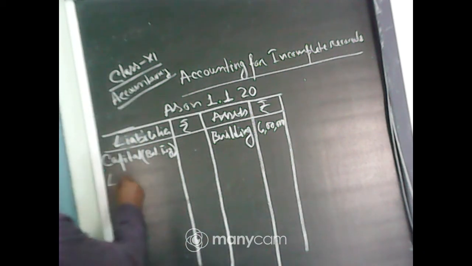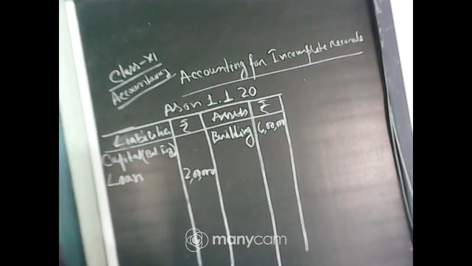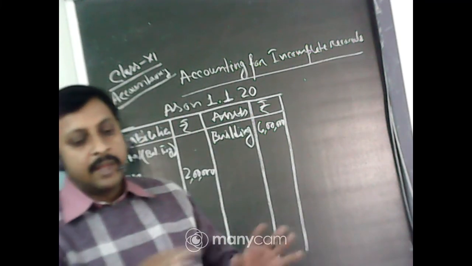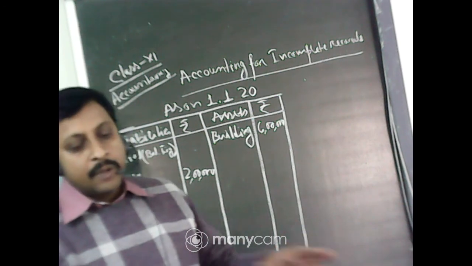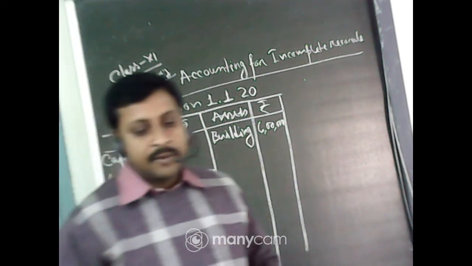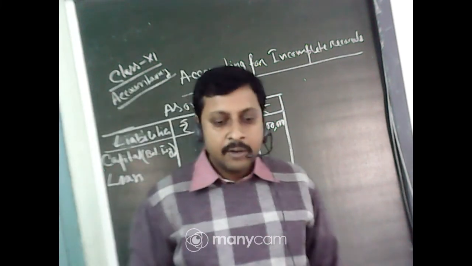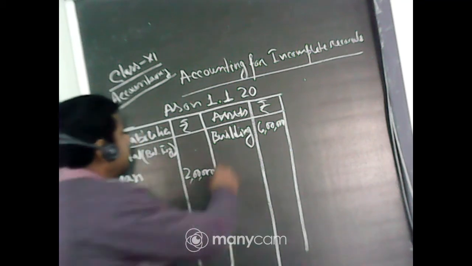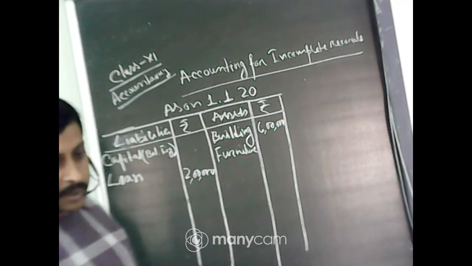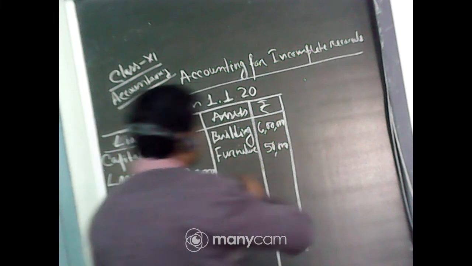Loan, we know, is always a liability, and that is 2 lakh. So on the liability side, we write down loan, that is 2 lakh. Next I asked about the furniture he used. There are shelves he used for putting different types of goods, products: biscuits, pulses, rice, and some other toiletry items. I asked him, whenever you made this furniture, what did you pay for it? He said, sir, to make this furniture I paid 50,000. Okay, so I got the furniture also.